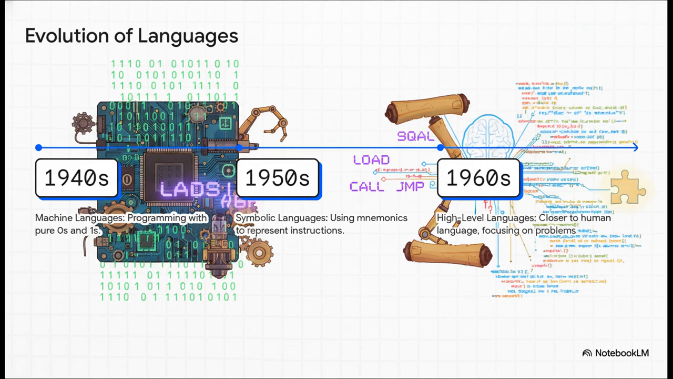And to solve this problem, we've basically built layers of abstraction over the decades. Back in the 40s, it was all pure binary. Then, by the 50s, we got symbolic languages, also known as assembly, which use these short codes called mnemonics to stand in for instructions. And that paved the way for the 60s and the explosion of high-level languages, which finally let us focus on the problem we're actually trying to solve, not the nitty-gritty details of the machine.